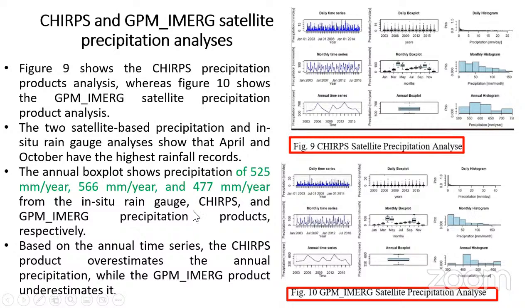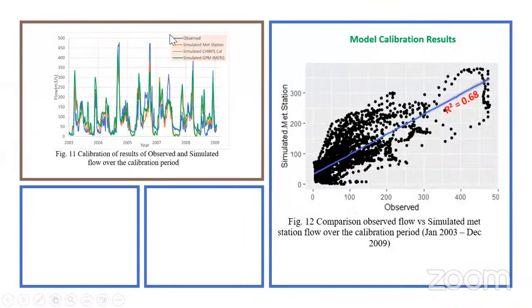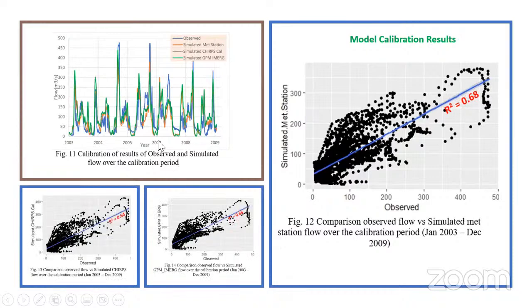The first one is the rain gauge data, the second one is the Jirbi, and the third one is GBM IMCCRT. If we come to the conclusion, the model result is that we divided the data into two: the data for calibration and the data for validation. For the model calibration, we used January 2003 to 2009, and if we compare the observed with the simulated, we get an R square of 0.68.